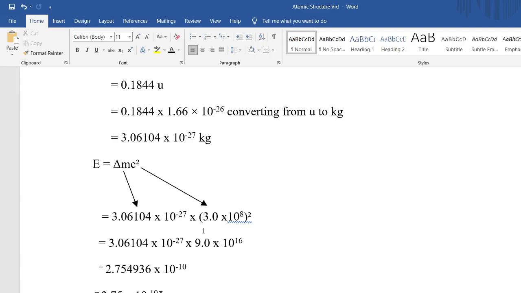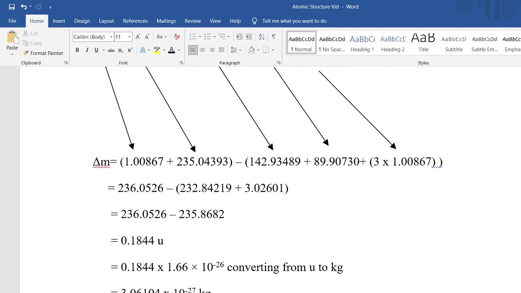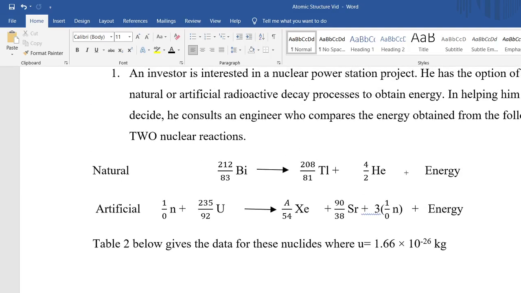Now what you could do is go ahead and work out the energy release by this equation. All the information is given to you. So we'll be looking at some examination questions for that in our next video.